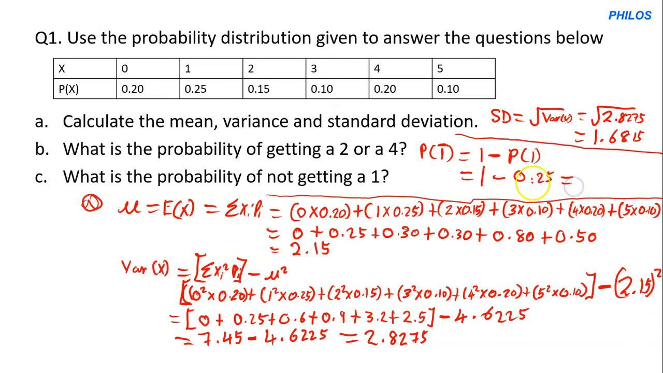And this will give us 1 minus 0.25 is 0.75. So the answer is 0.75.